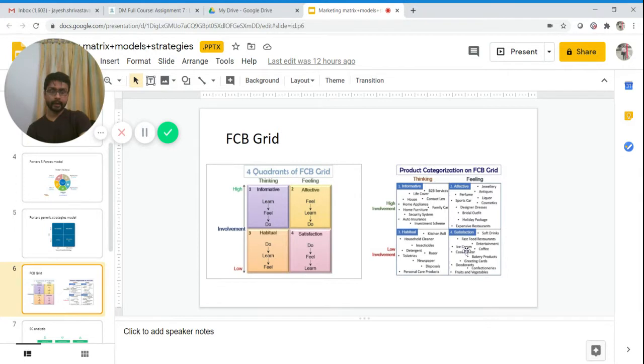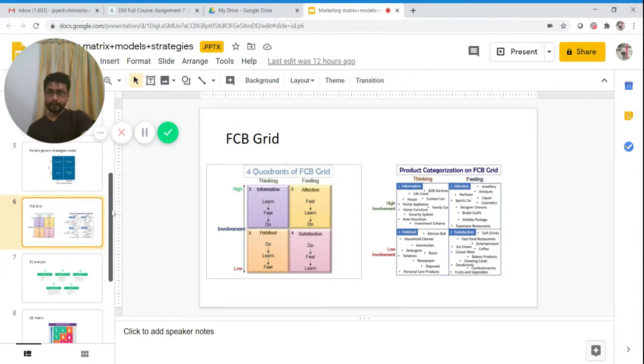Lastly, there's a satisfaction category. These are the basic confectionaries, the fast food and soft drinks, ice creams. So they don't involve a lot of thinking before buying them. They are also into the feeling category. If people have passion for them, then they buy these things.